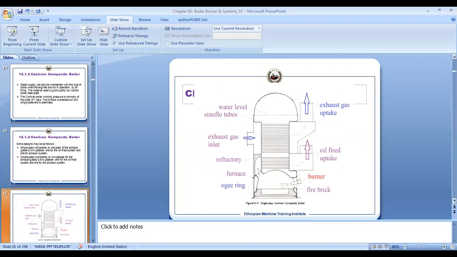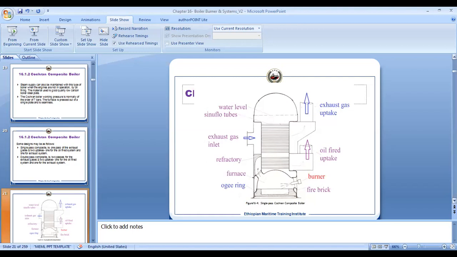Next, we come to another type of boiler, which is the Cochrane single pass composite boiler. This is basically a smoke tube boiler. Here also, when the engine is not in operation, the steam generation can be continued by firing the burner.